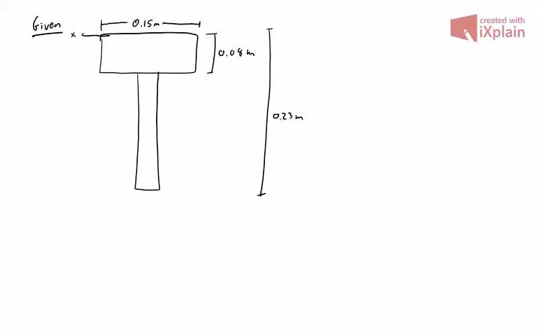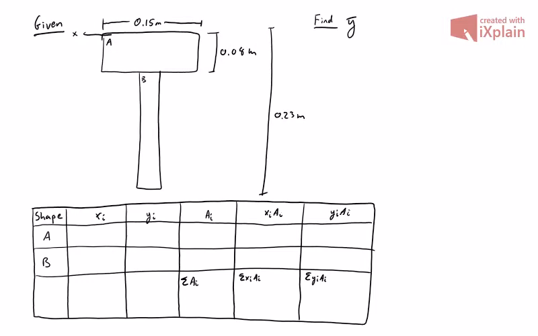Okay, so for this example, we're just asked to find the y-coordinate of the centroid as measured from the top of our object. So we're given our picture, and we're asked to find the y position of the centroid. All right, so we're going to do this the same way. We're going to break this up into shape A and shape B, and we're going to go ahead and write out our table. And so now that we have our table, we'll go ahead and start solving through for everything.